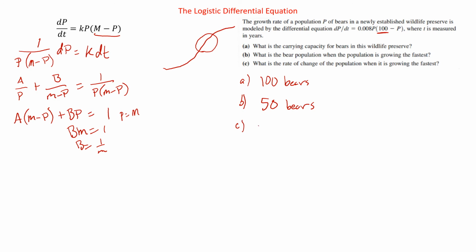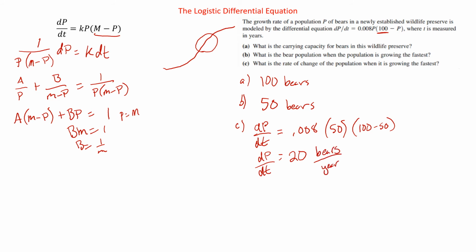The rate of change is the dp over dt equals 0.08 times 50 times 100 minus 50. So 100 minus 50 is 50, times 50 is 2,500, times 0.008 should be about 20 bears per year. So at its fastest, it should be getting about 20 bears per year in its growth rate. So that one we didn't actually have to do the anti-differentiation, but we'll do it on this one.